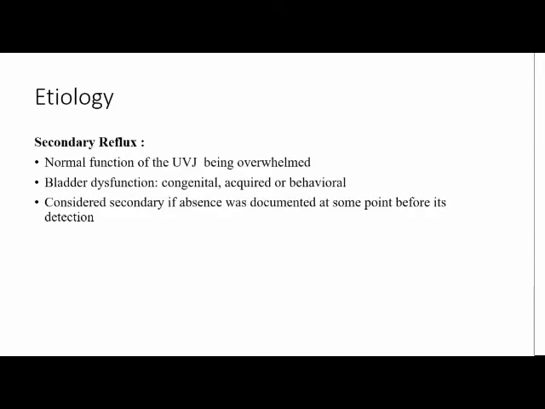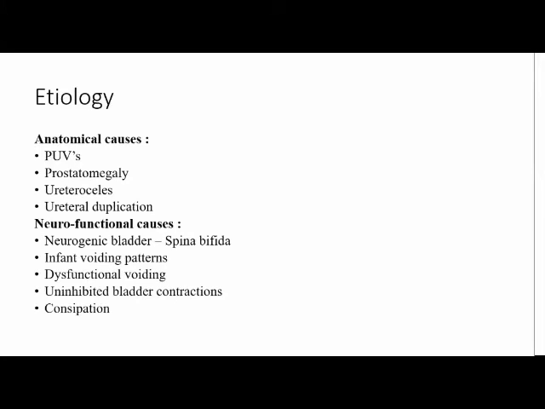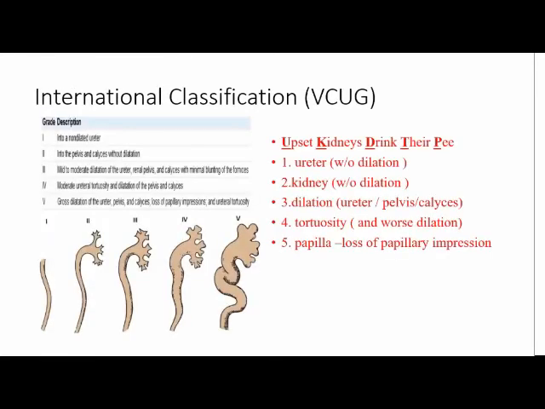Coming to the secondary reflux, there is normal function at the UV junction. It is overwhelmed. The bladder dysfunction can be congenital, acquired, or behavioral. We should consider a secondary cause only if we have documented the absence of reflux at some time before its detection. Coming to the etiology, anatomical causes are PUV, prostatomegaly, ureteroceles, ureteral duplication. Neurofunctional causes are neurogenic bladder, spina bifida, infant voiding patterns, dysfunctional voiding, uninhibited bladder contractions, and constipation.